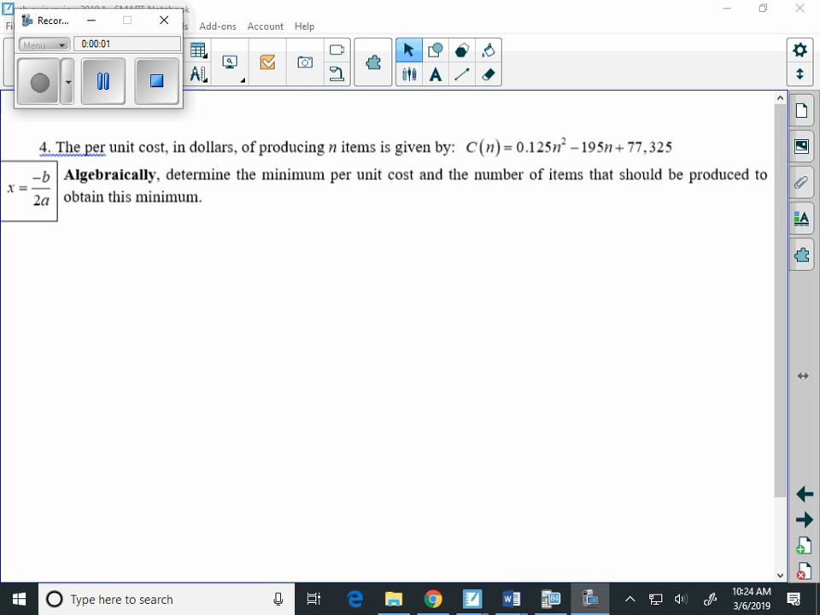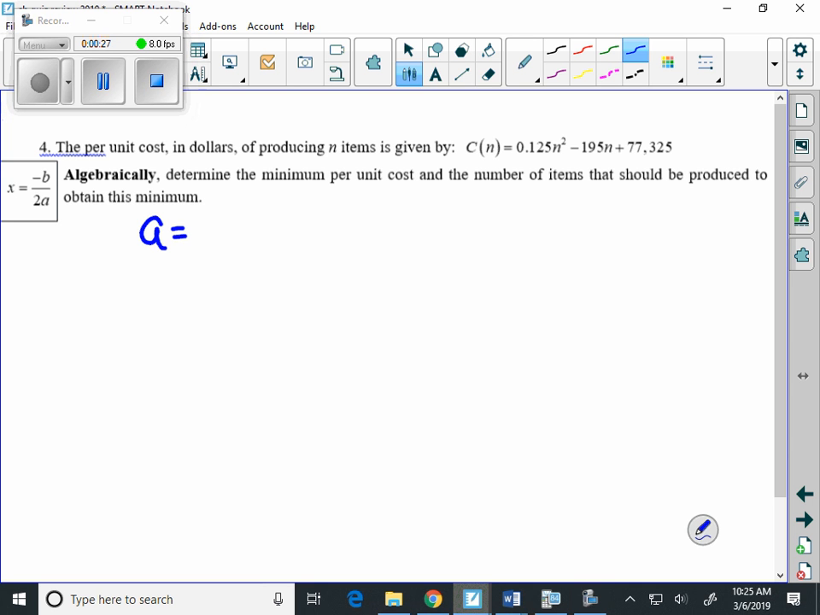The per unit cost in dollars of producing n items is given by that equation. Algebraically determine the minimum per unit cost and the number of items that should be produced to obtain the minimum. So I don't have to type this particular equation into the calculator because we can use x equals the opposite of b over 2a to help us figure that out.